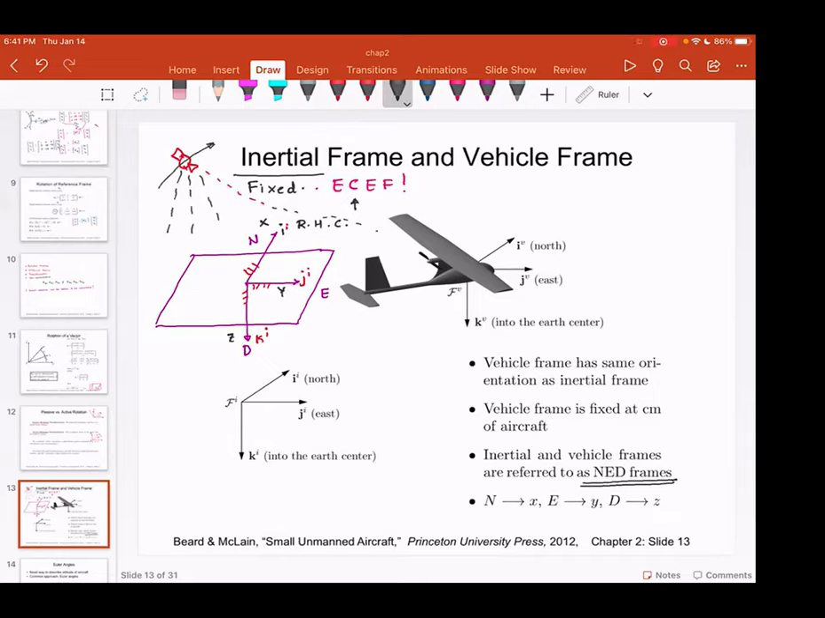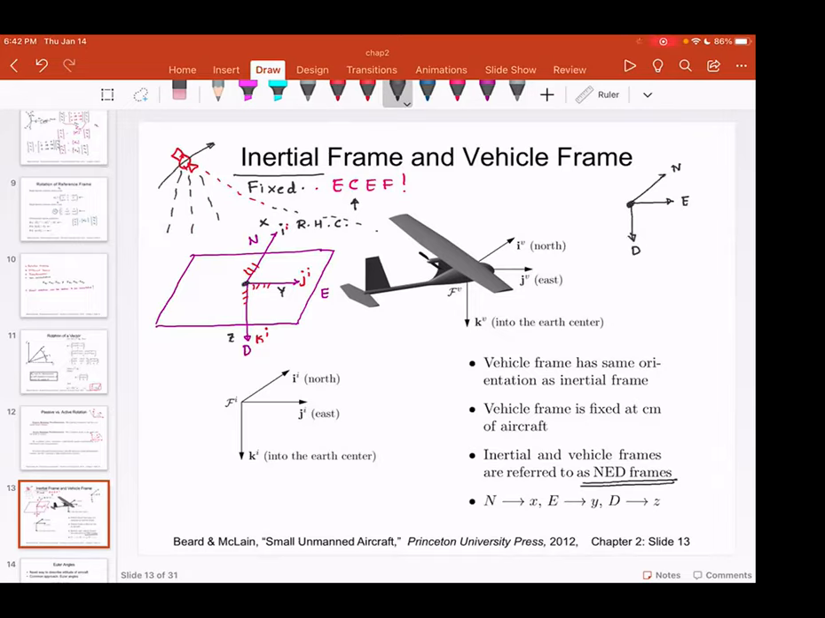The next frame is going to be in the same orientation. Please note, the orientation is not going to change. For example, if I have the Earth-fixed, Earth-centered frame, which is like this, I am not going to change the angles, but I'm going to translate this frame. Initially the frame was here, and I translated that frame over here. And I'm going to attach this frame to the center of gravity of the airplane.